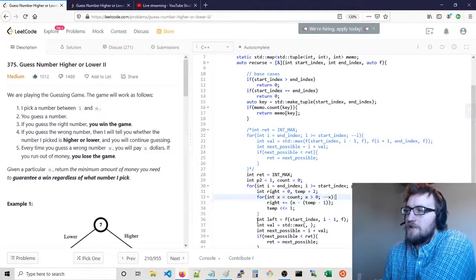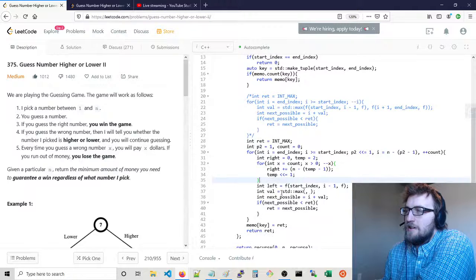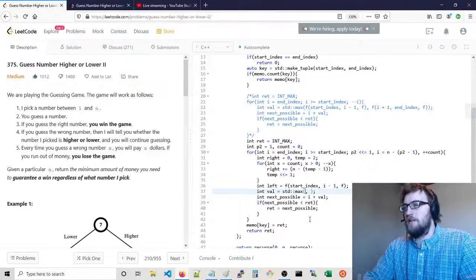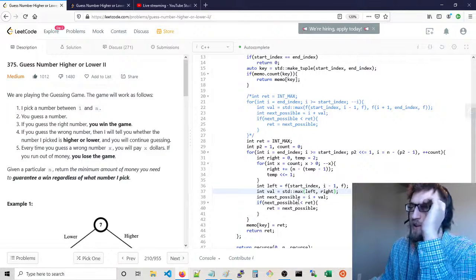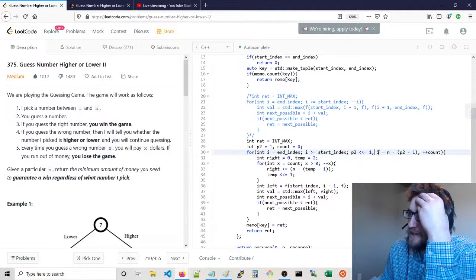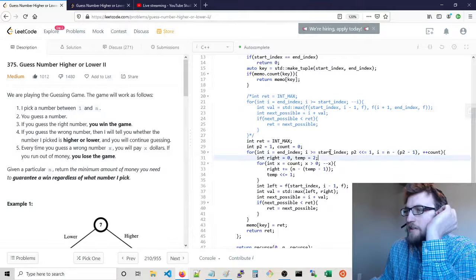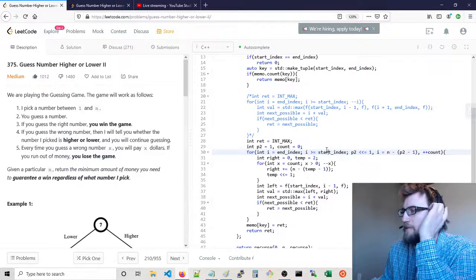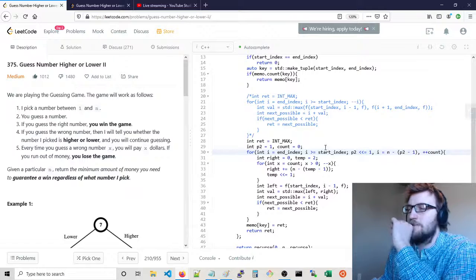So this is kind of confusing, what's going on here, but hopefully that makes some sense. So we get the right side, we get the left side, and now we say this value is the maximum of the left and the right. And then our next possible is going to be this I plus this value, next possible. And we also are modifying for each I. We're saying this is going to be P2 minus 1. Yeah. So something like this is what we want.